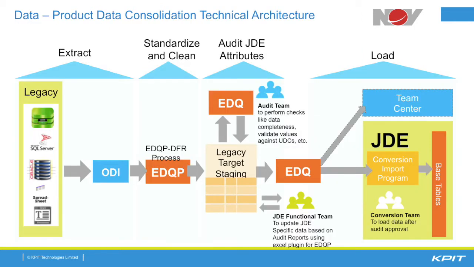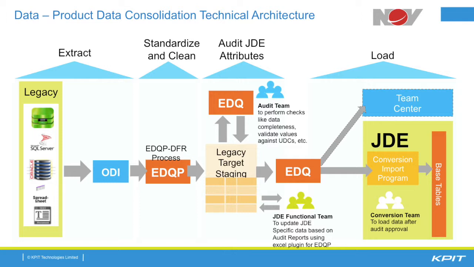The three previously mentioned workflow processes are built on an architecture suitable for the manipulation of data in multiple iterations. As pictured here, you can see that ODI does the extraction from legacy systems, SQL Server databases, Oracle databases, or even text or Excel spreadsheets. EDQP and DFR then process the product attribution by standardizing and cleaning the data.